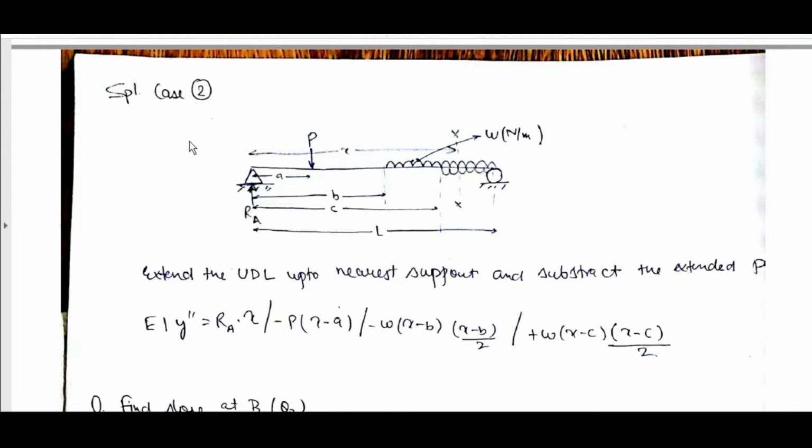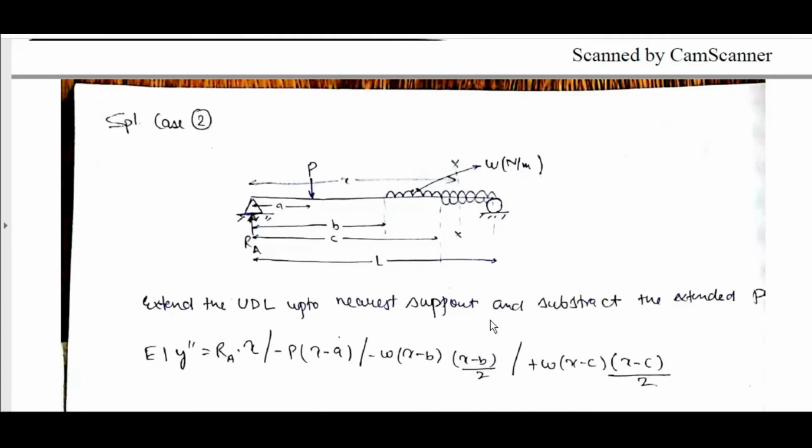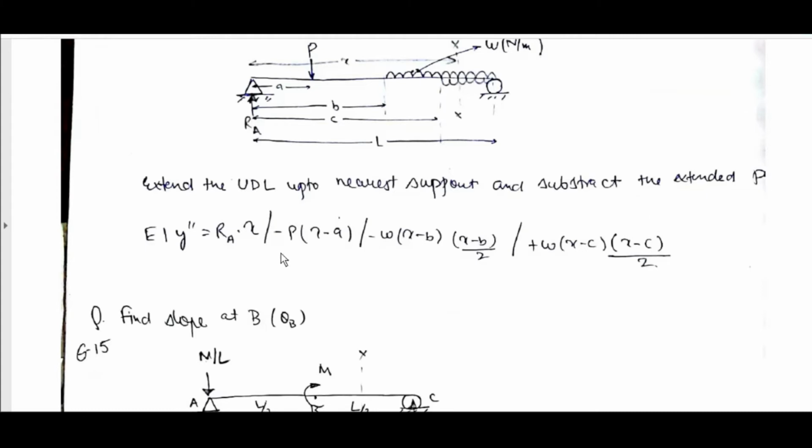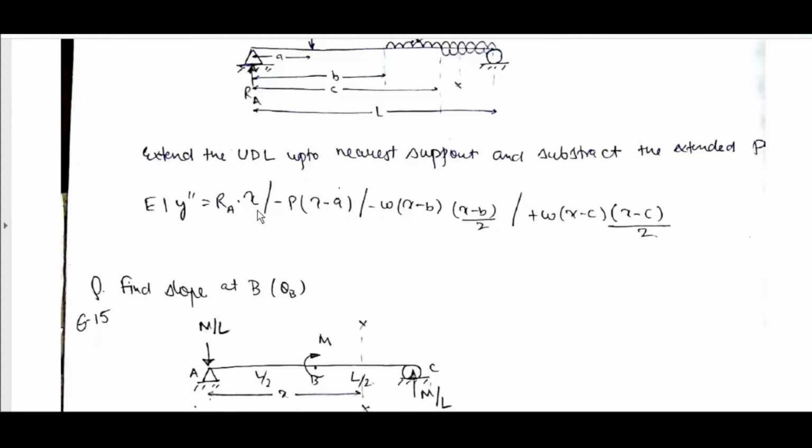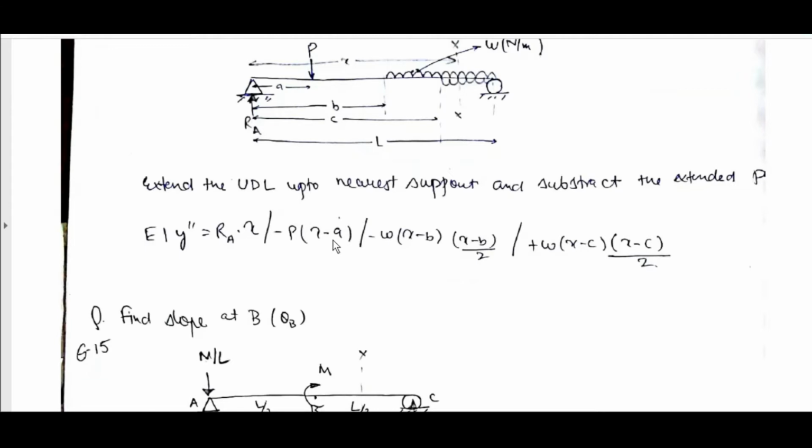A special case: if there is a uniformly distributed load only up to here and not till the end, then we can apply it on top and bottom by balancing. Then we can take x, crossing the x, extend the UDL up to the nearest support and subtract the extended part. EI y double prime is equal to RA into (x minus b) into (x minus a) minus w into (x minus b) into (x minus b) by 2 plus w into (x minus c) into (x minus c) by 2.